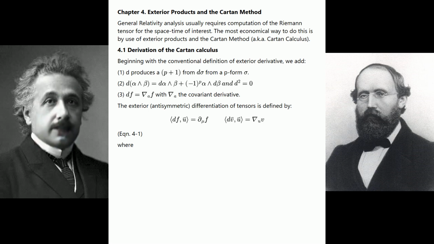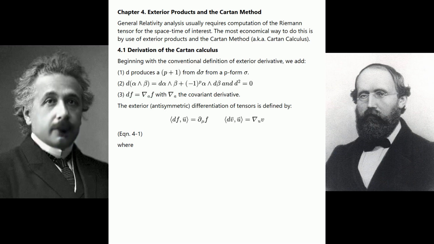Chapter 4. Exterior Products and the Cartan Method. General relativity analysis usually requires computation of the Riemann tensor for the spacetime of interest. The most economical way to do this is by use of exterior products and the Cartan method, aka Cartan calculus.